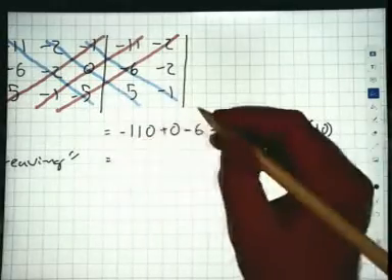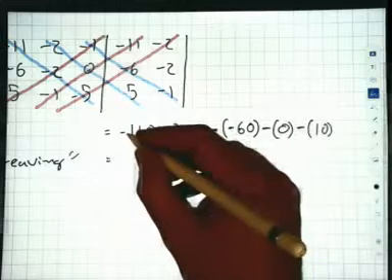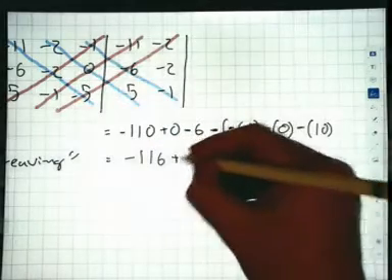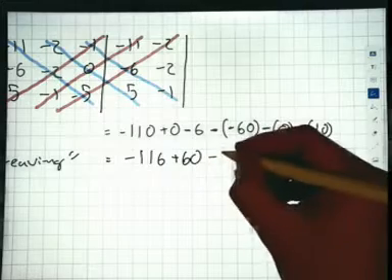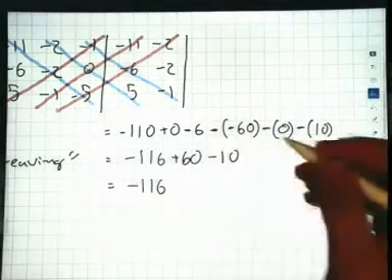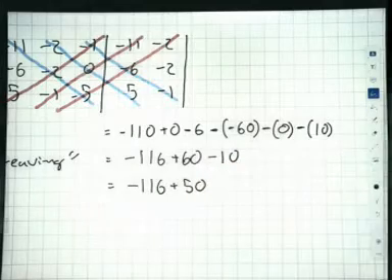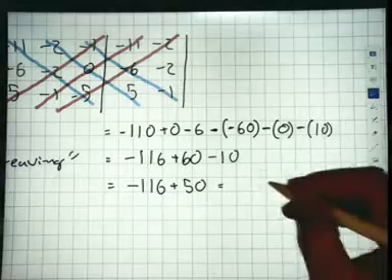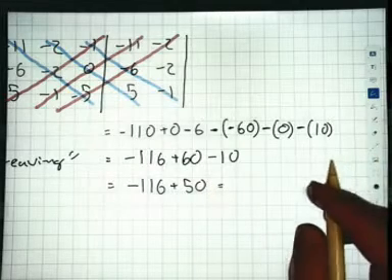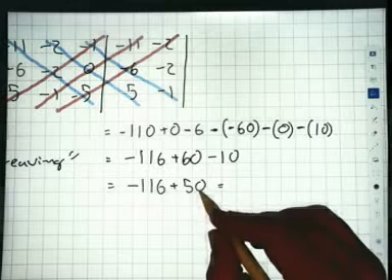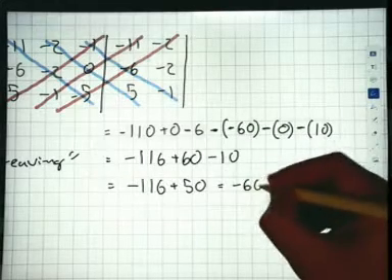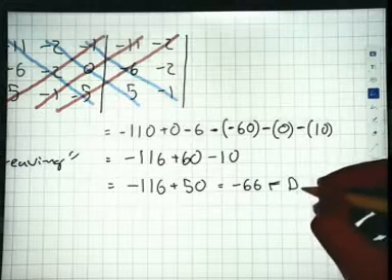So what do we get? I'll just simplify this as I go. Negative 110 plus 0 minus 6, that's going to be a negative 116. Plus 60 minus 10. So that's going to be a negative 116 plus 50. And then that's going to be equal to a negative 66, because 50 plus 50 is 100. Then you got to get to 16, so 50 plus 16 is 66, so that's going to be a negative 66. There is our D sub x.